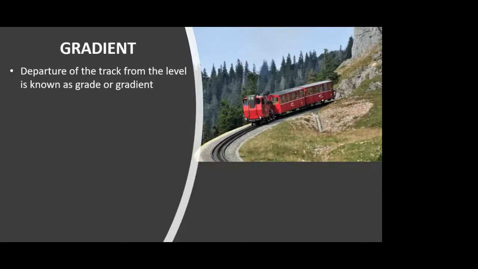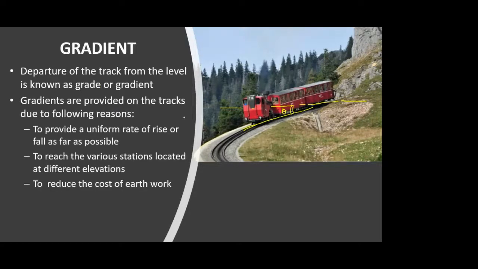What I mean by track is, suppose I draw a horizontal line at this point. The railway track is actually somewhat at a lower level than the horizontal level. So this departure, if you term it as some angle theta, this angle theta will be the gradient in this case. Okay, so that is nothing but the definition of the gradient.